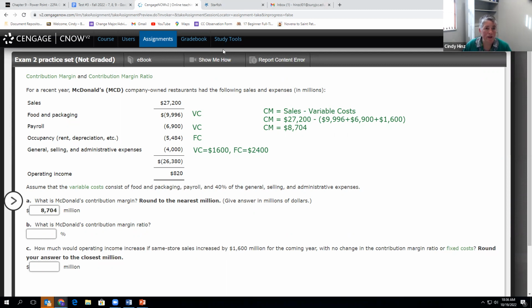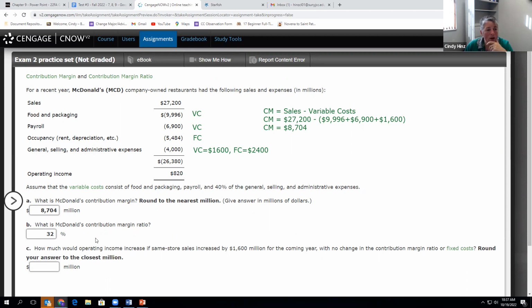The contribution margin ratio is that contribution margin in dollars divided by the sales in dollars. So 8,704 divided by 27,200 would be 32%. And finally, how much would operating income increase if same-store sales increased by, I'm just going to call it billion, 1,600,000,000 for the coming year with no change in the contribution margin ratio or fixed costs. Round your answer to the closest million.